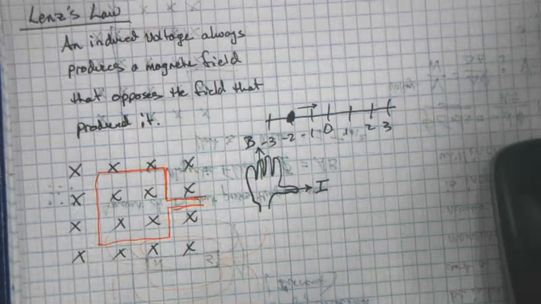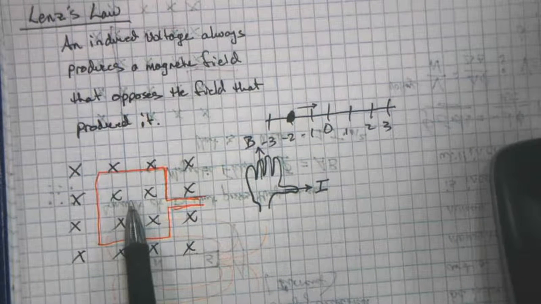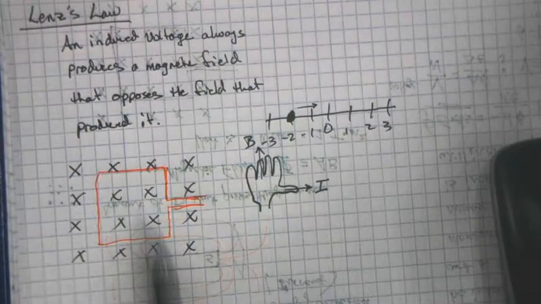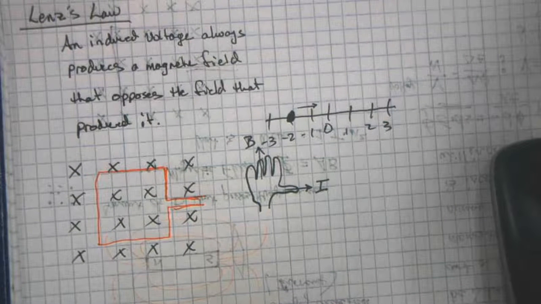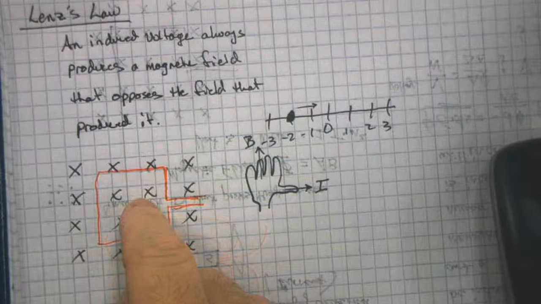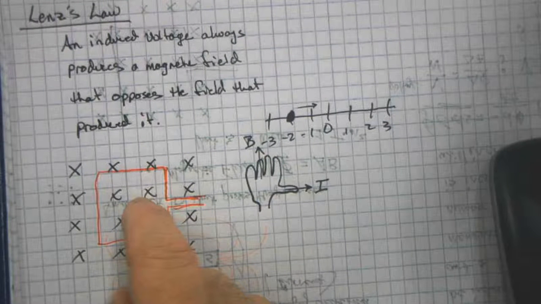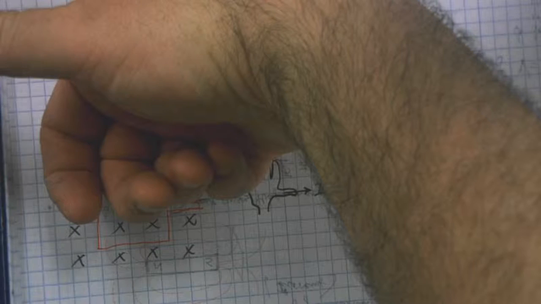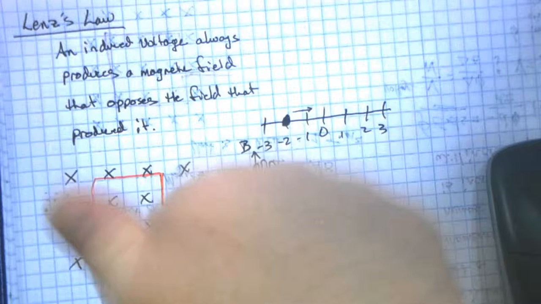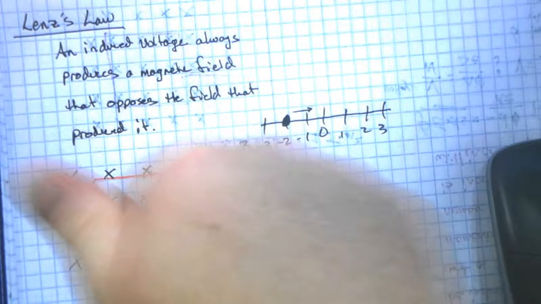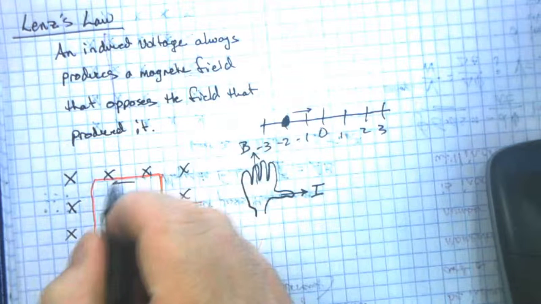But we can curl our fingers so that they are going the direction we want them to inside the loop. Right? What direction do we want them inside the loop? We don't want them down. We want them up because it's going to oppose the change, right? So if this is decreasing, we need to do something that will increase the field, so our fingers are going to be going up, right? Well, if our fingers are up inside the loop, our current will be that way.